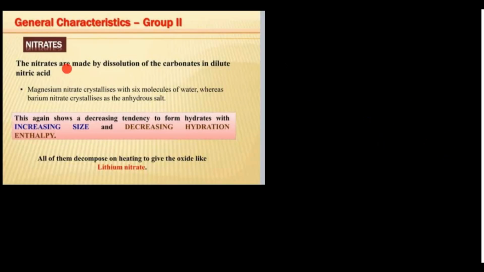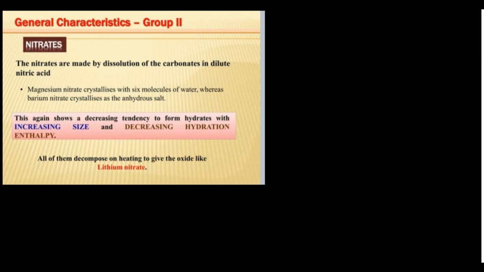So nitrates also behave similarly; all the things are the same for the nitrates as I have explained for the carbonates as well as for the sulfates. But there are certain important applications, which you should remember. Here you can see the nitrates are made by dissolution of the carbonates in dilute nitric acid. If you want to prepare these nitrates, you can dissolve these carbonates in dilute nitric acid, then you will get your nitrates.